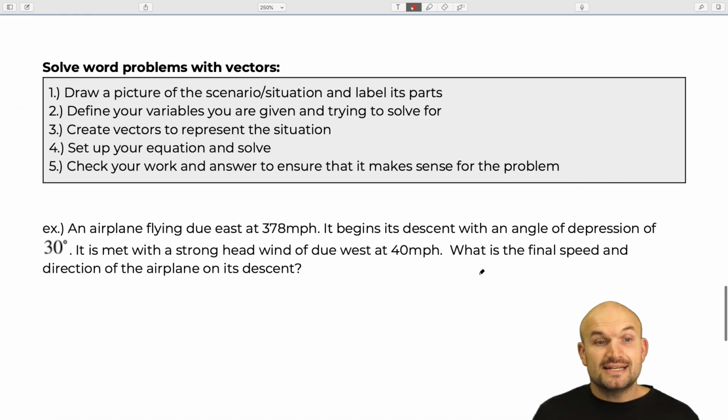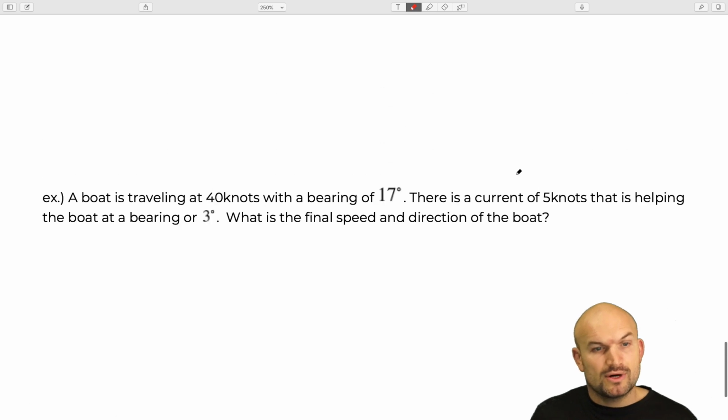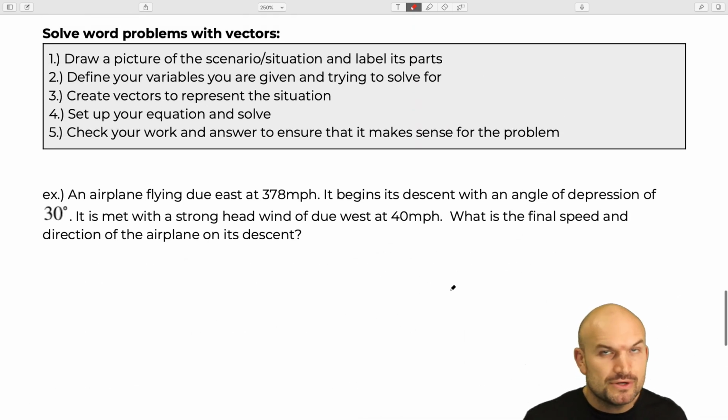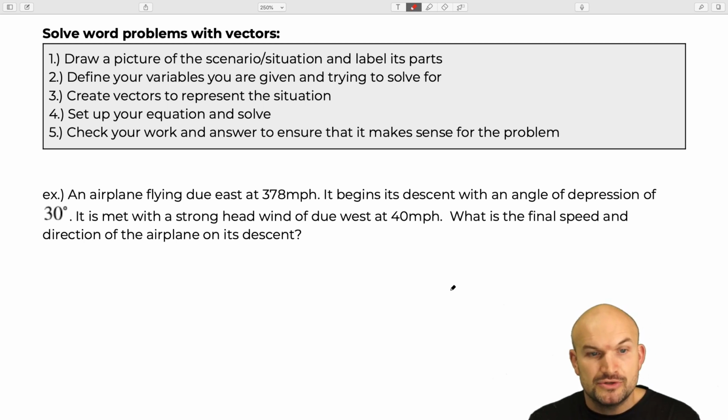All right, so now let's get into some word problems, and we're just going to work on 2 word problems that we have here. So again, first thing we're going to do is draw a description of the scenario. We're going to label its parts. We're going to define our variables. And then we're going to create our vectors to represent the situation. And then we're going to check our work, make sure it makes sense. So kind of like what we did in the warm-up from the introduction, we're going to want to make sure we set up our scalars based on some angles as well as the magnitude.